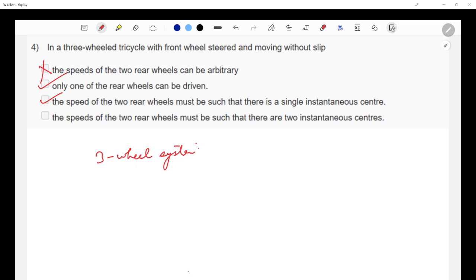The fourth option is that the speeds of the two rear wheels must be such that there are two instantaneous centers. This is also false. Physically impossible for rigid body motion. A rigid body can have only one instantaneous center. Okay. So this is incorrect. So whenever you see this no slip plus multiple wheels, you have to know that a single instantaneous center of rotation must exist. There cannot be arbitrary wheel speeds and the speeds must be coordinated. So all wheels must agree on one center of rotation, otherwise they fight each other and slip.